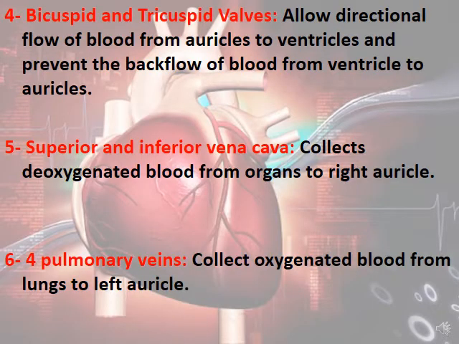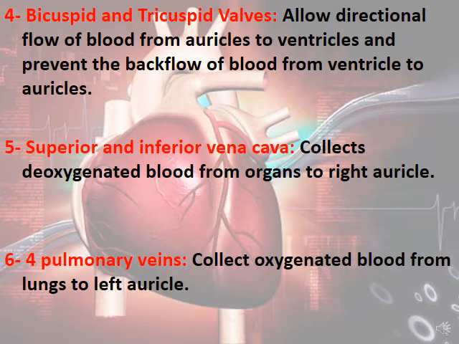Hey everyone. Now we're going to talk about the bicuspid valve and the tricuspid valve after we determine the function of the myocardium. The bicuspid and the tricuspid valves allow the directional flow of blood from the auricles to the ventricles and prevent the backflow of the blood from the ventricles to the auricles.